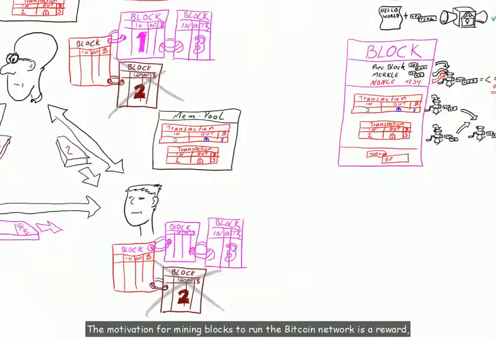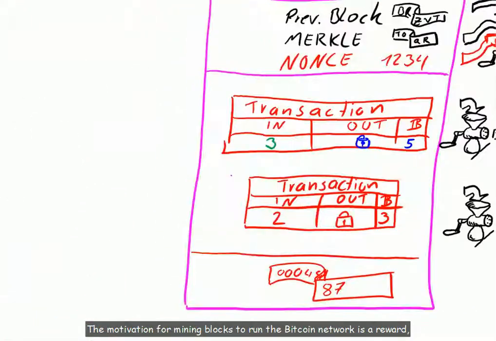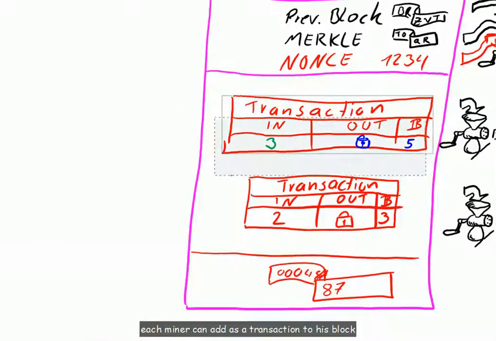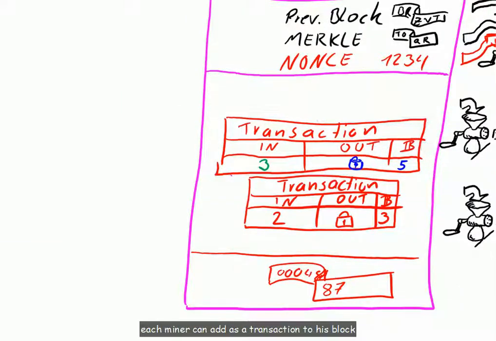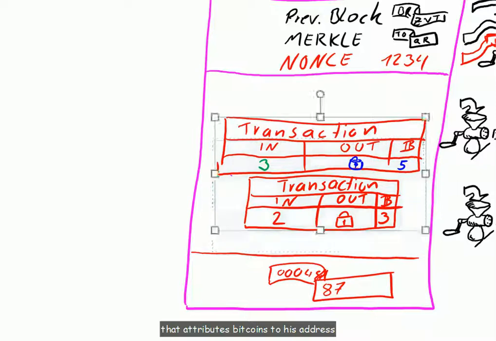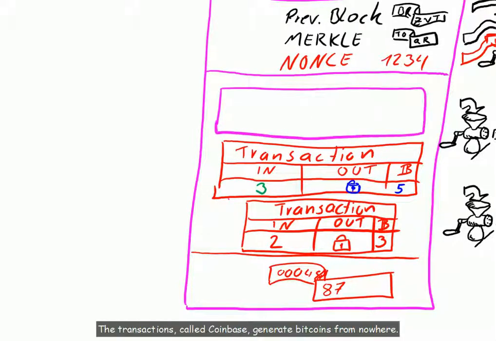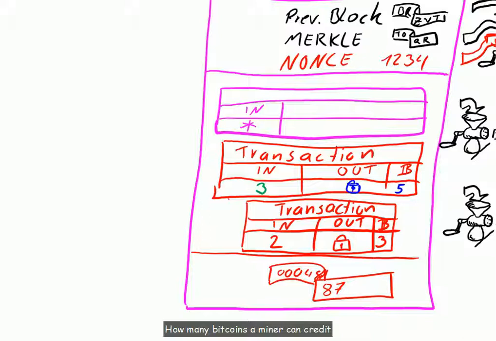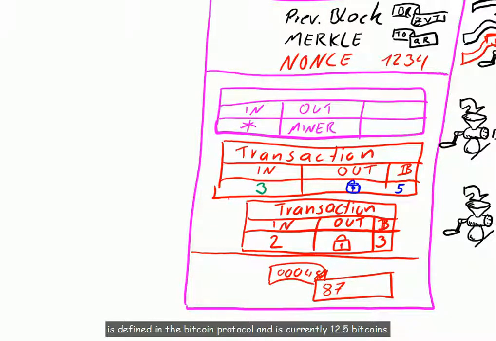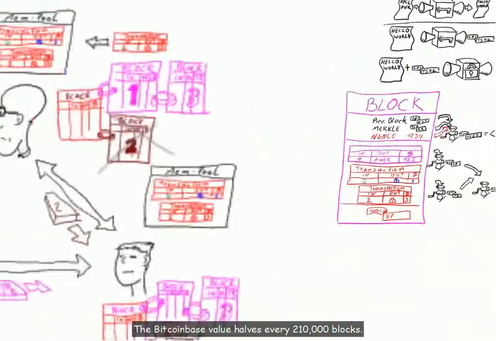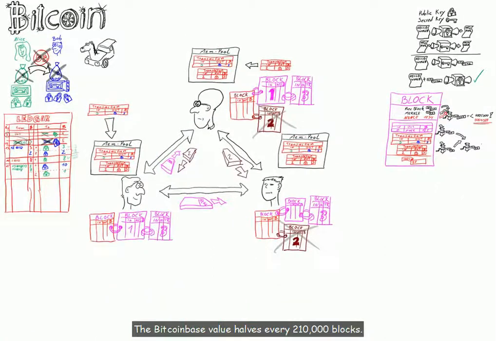The motivation for mining blocks to run the Bitcoin network is a reward. Each miner can add a transaction to his block that attributes Bitcoins to his address and does not require an incoming transaction. The transaction, called Coinbase, generates Bitcoins from nowhere. How many Bitcoins a miner can credit is defined in the Bitcoin protocol and is currently 12.5 Bitcoins. The Bitcoin base value halves every 210,000 blocks.